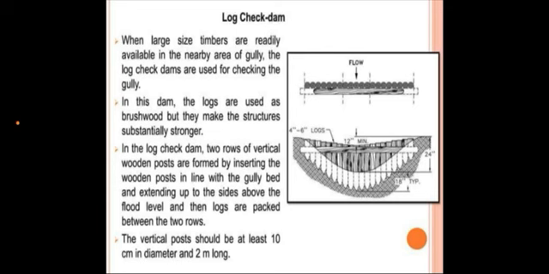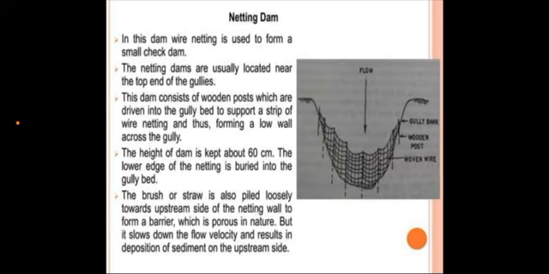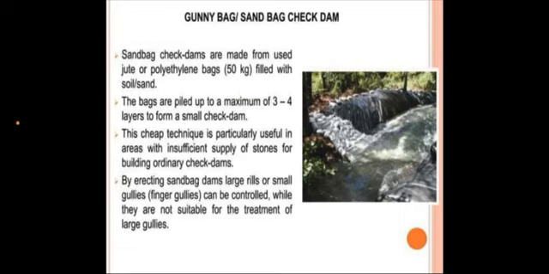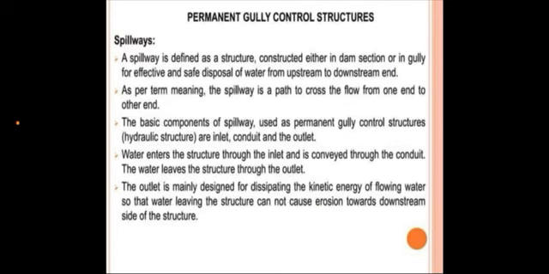Long check dam, where the length is a little bit high. Netting dam, where a net is used to develop the dam. Then the sandbag check dam. Sandbag check dams are made using jute or polyethylene bags of nearly 50 kg, filled with soil or sand. Then the gabion structure, then permanent gully control spillways.